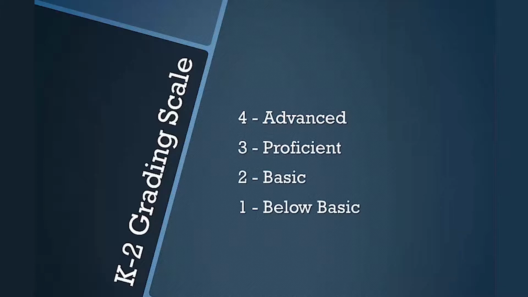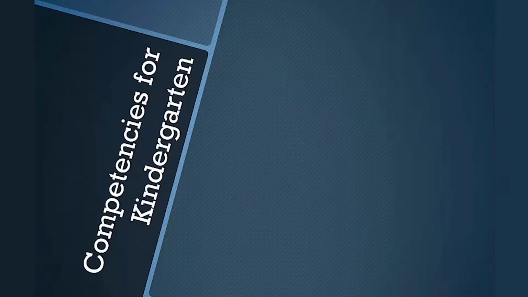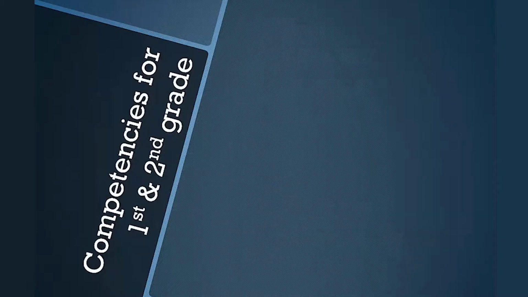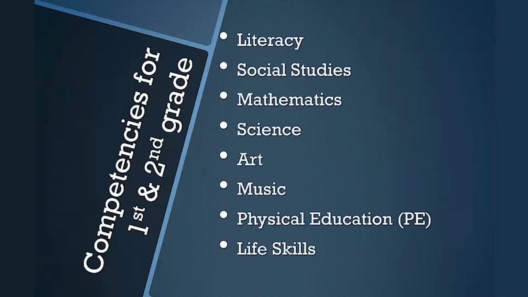The standards, or competencies, are grouped by categories. For kindergarten, the competency categories are literacy, social studies, mathematics, science, art, music, dramatic play, physical development, and life skills. The competency categories for grades 1 and 2 are the same, except dramatic play is removed and physical development becomes physical education, or PE. You will receive more training from your alts on the actual competencies.